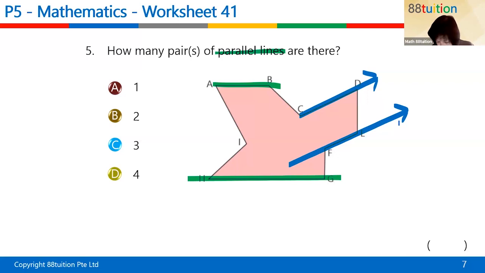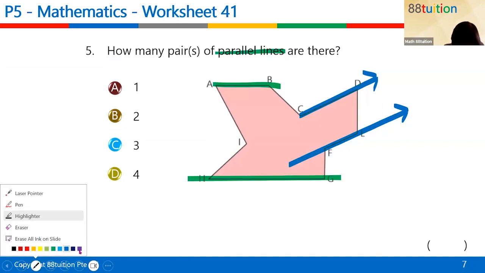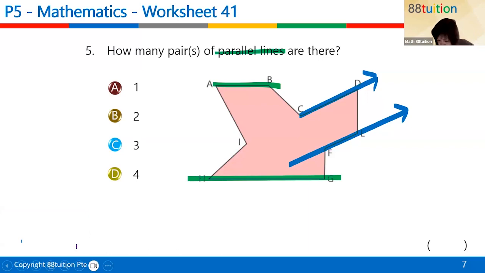D, E, and something else. If you take a look at, oh sorry, I'll give you the purple. Do you see F, G? This is the one. And DE here. So this is also a parallel line. Okay, so maybe I write meter. Here. So how many pairs of parallel lines are there? 3 pairs. Okay.